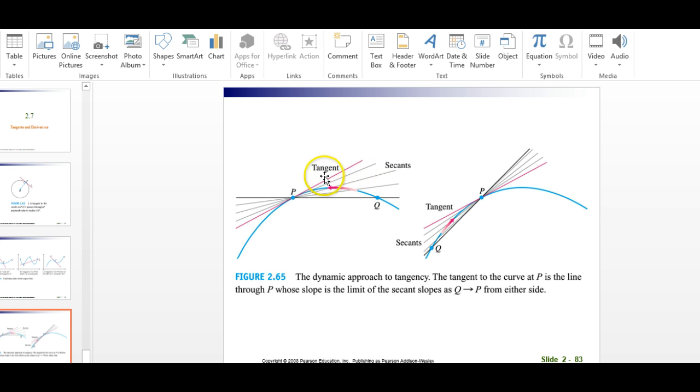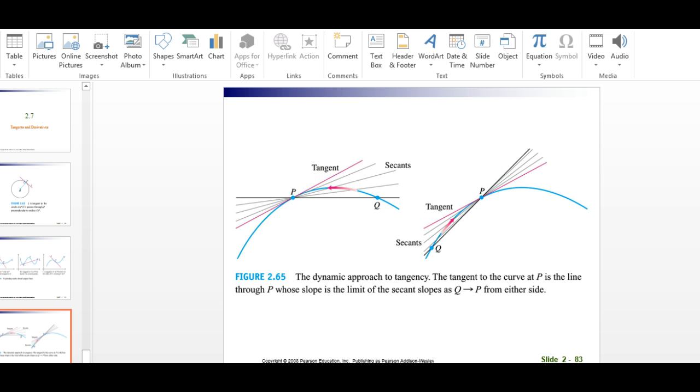The tangent line is a limit. That's why we learn limits. The limit of what? The limit of the secant lines. See, the secant lines limit towards the tangent line. Here too, look at the situation, right? They will actually create the tangent line by limiting.